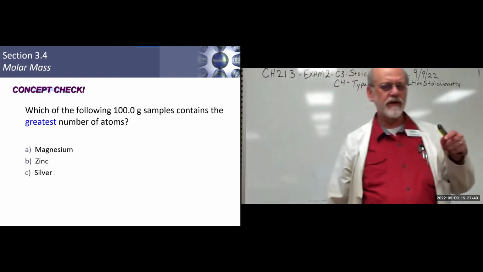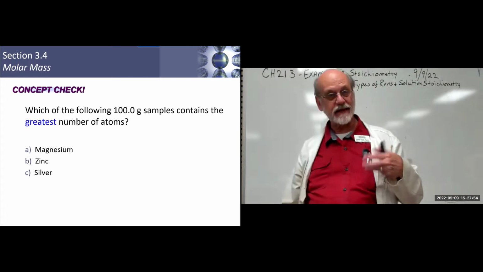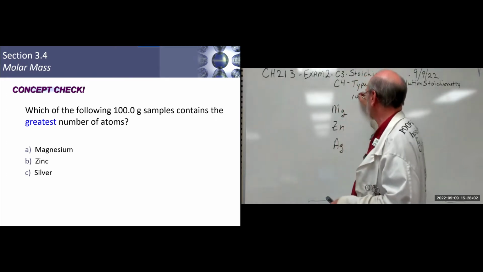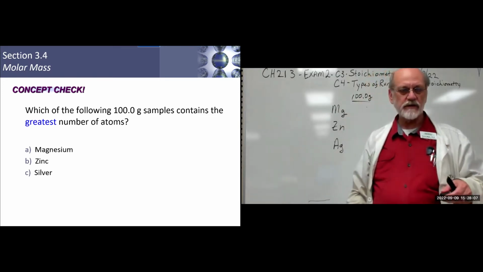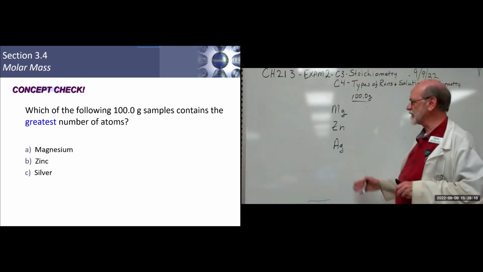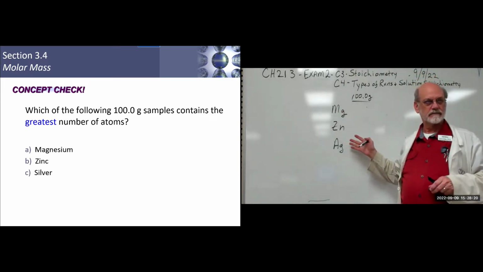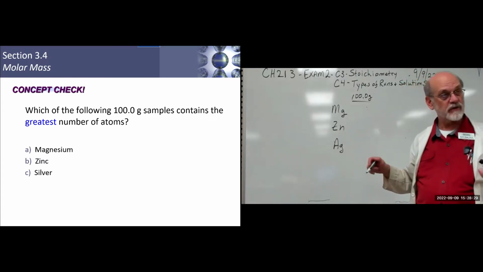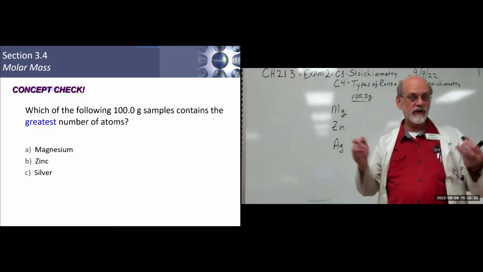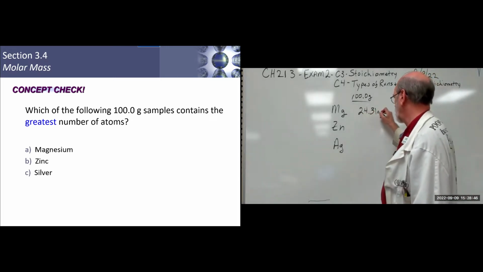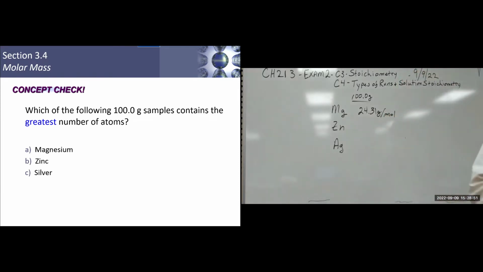Now, suppose you have a 100-gram sample of each one of these elements: magnesium, zinc, and silver. Okay, we got 100 grams of each. The question is, which one has the greatest number of atoms? How many atoms does it take to make 100 grams? Well, we could calculate it, but we're just comparing these three and putting them in order. We'd need the molar mass to do the calculation, right? So we might as well get the molar mass off the periodic table. 24.31 for magnesium grams per mole.